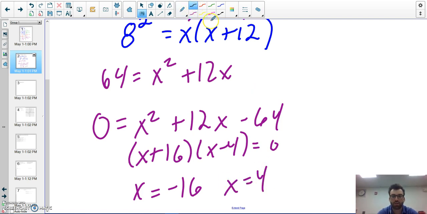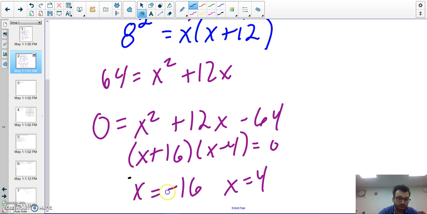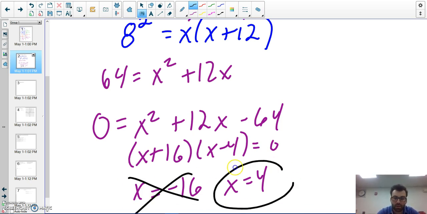Now, whenever solving logarithmic equations, I will always want to check for an extraneous solution. By doing that, I put it back into my original. Well, I have negative 16. I cannot take the log of a negative number. So I toss that one out. My answer is 4. Here we go. Next one.